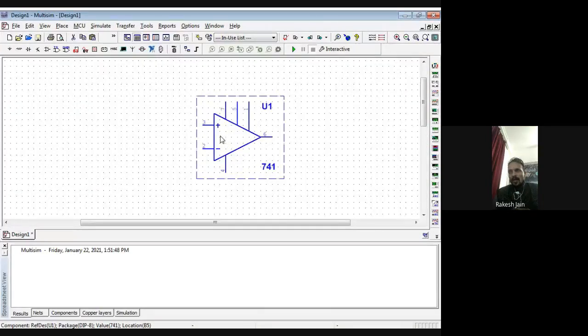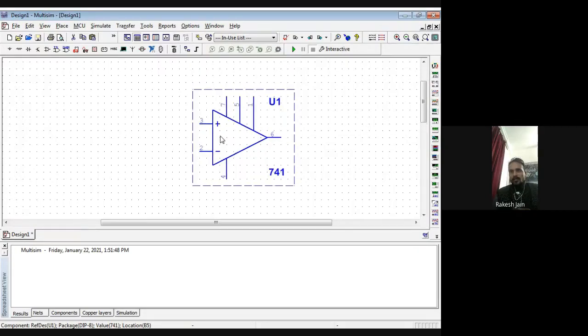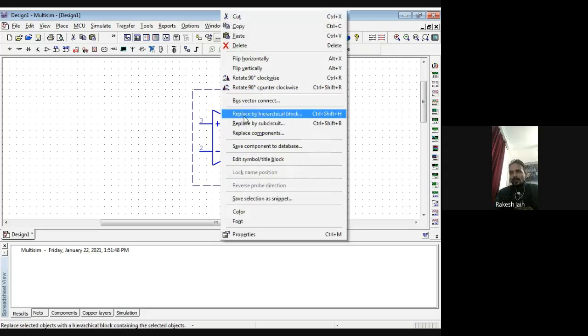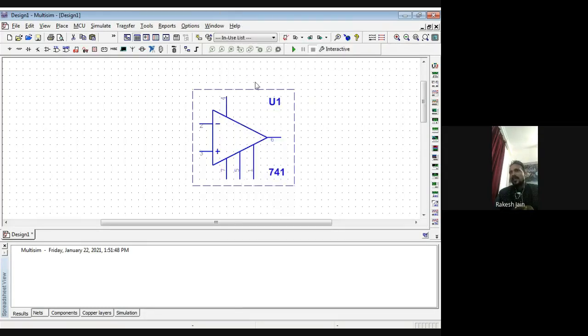So now see, this 741 IC is in front of you. The number of pins is also denoted. If you expand it, you are able to see which pin is what, because it is written over there. Now you can see that second pin is at the bottom side and third pin is at the upper side. You can flip it, see, I just flip the circuit. Now the fourth pin is at the top side and the bottom pin is at the lower side.